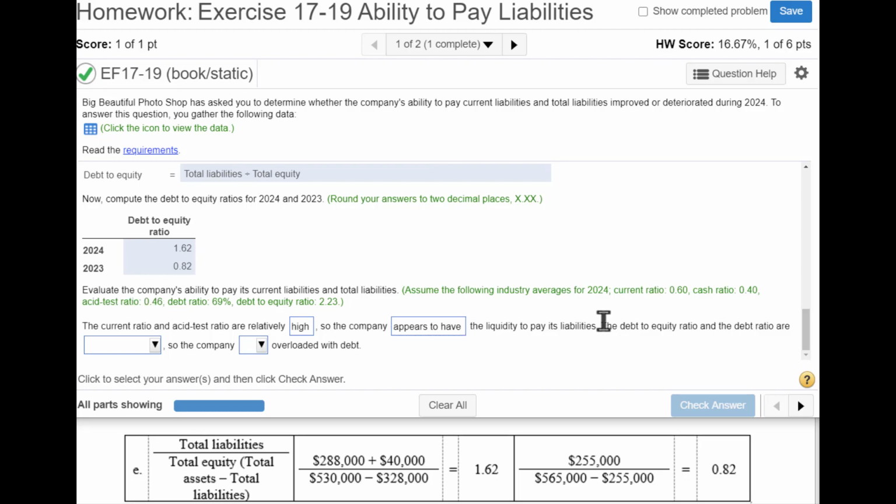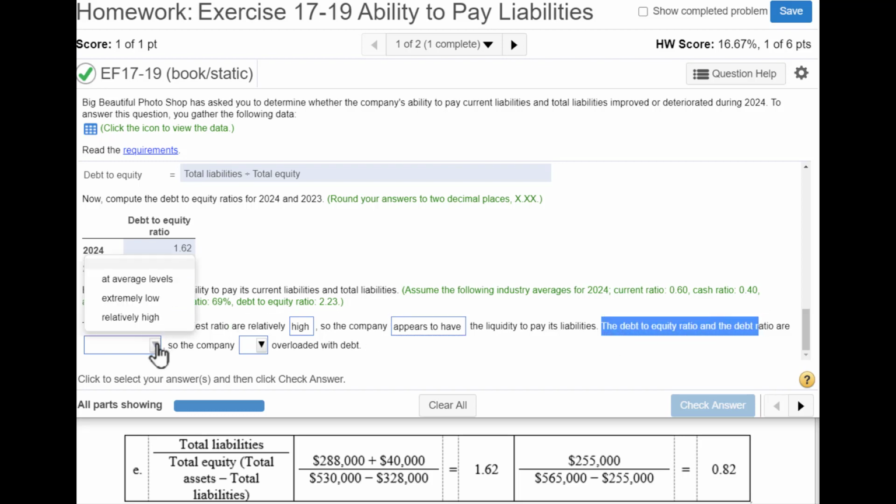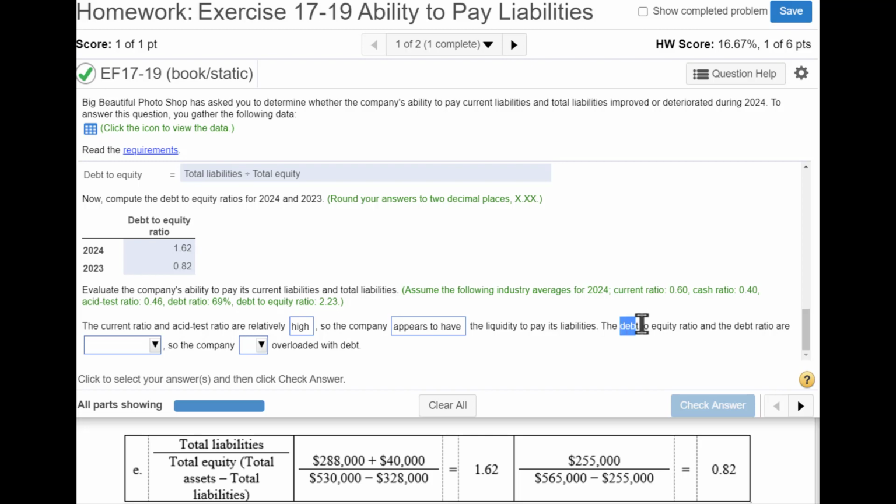Now let's look at the debt to equity ratio and the debt ratio, and our options are at average levels, and then we have extremely low or relatively high. Now notice this one says extremely low. So let's look at the debt to equity ratio. The debt to equity ratio for the industry average is 2.23.